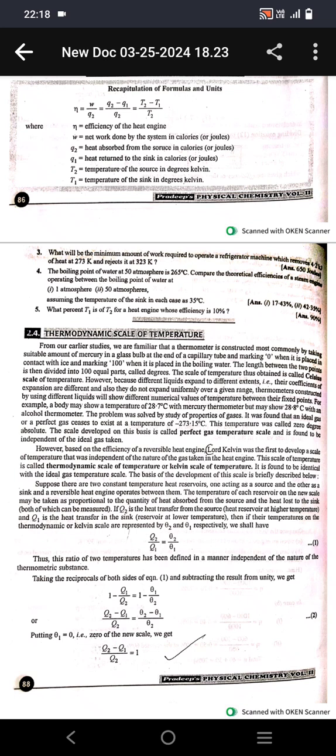The problem was solved by study of properties of gases. It was found that an ideal gas or a perfect gas ceases to exist at a temperature of minus 273.15 degrees Celsius. This temperature was called 0 degree absolute. The scale developed on this basis is called perfect gas temperature scale, and it is found to be independent of the ideal gas taken. However, based on the efficiency of a reversible heat engine, Lord Kelvin was the first to develop a scale of temperature that was independent of the nature of the gas taken.